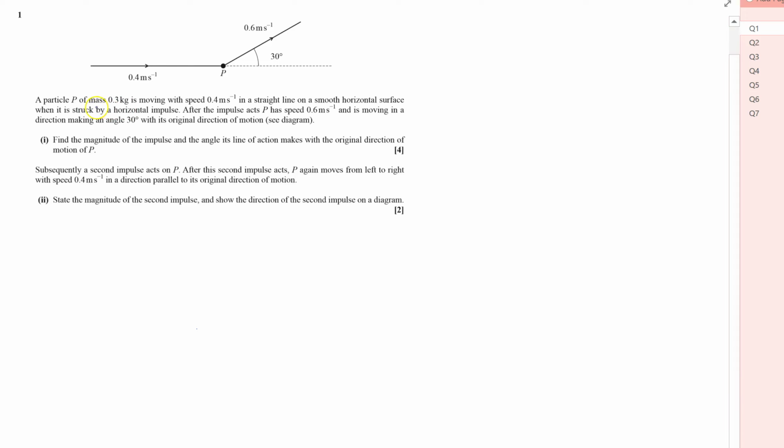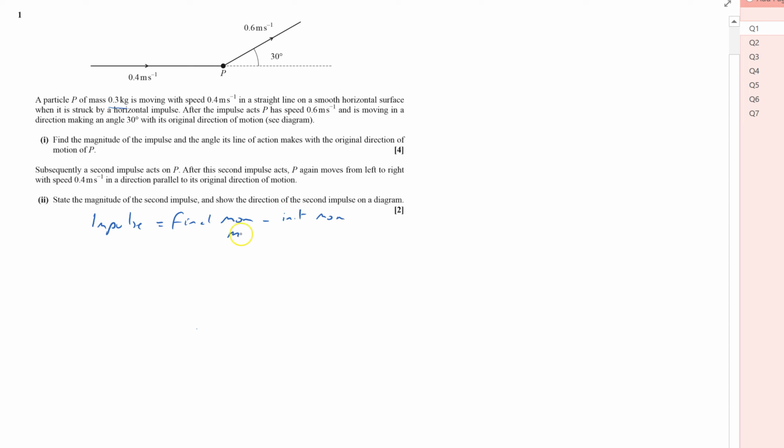Okay, so we've got a particle of mass 0.3 kilograms moving at this pace, and after an impulse it has this, so there's an impulse going between these. I need to do this with an impulse-momentum triangle. Now I know that impulse equals the gain in momentum, so that's final momentum minus the initial momentum.